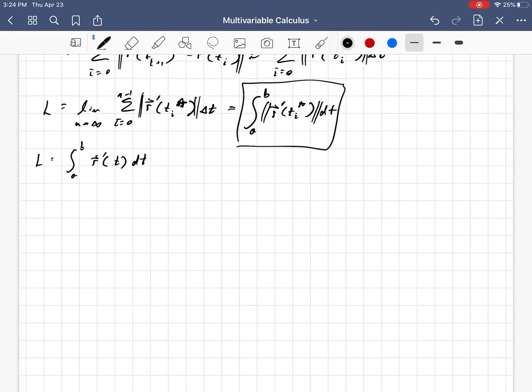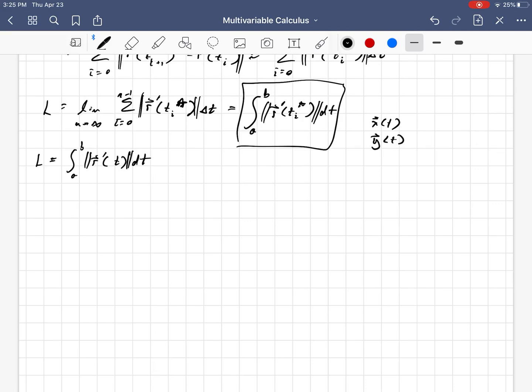So this is the most general formula for arc length, and I guess I should probably write it out one more time. Integral a to b, and you'll normally see it as just r prime of t, of just t. You'll just see it as t. Doesn't really matter whether I put the sub i or the star dt, and it'll be the magnitude of that.